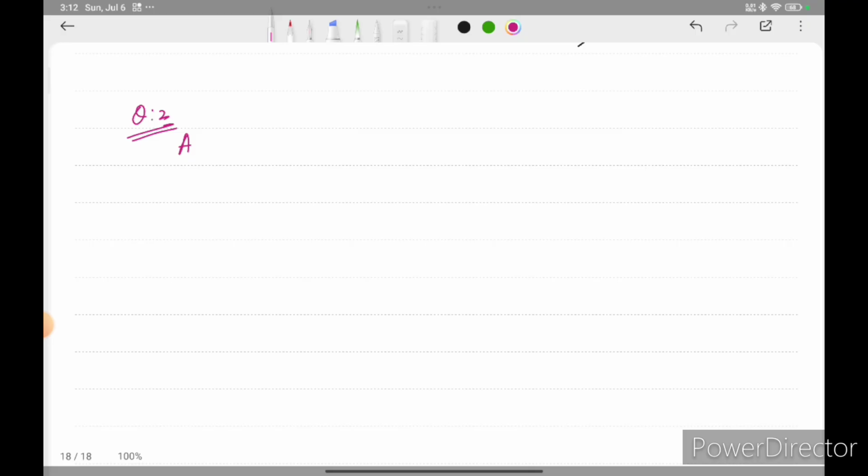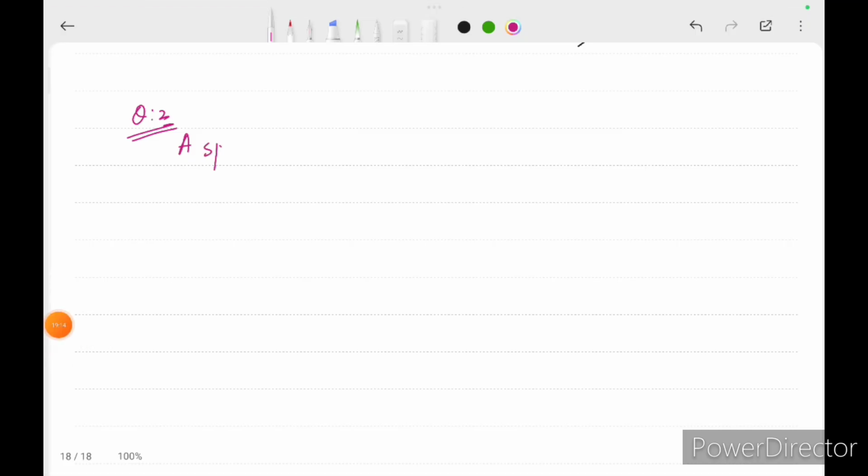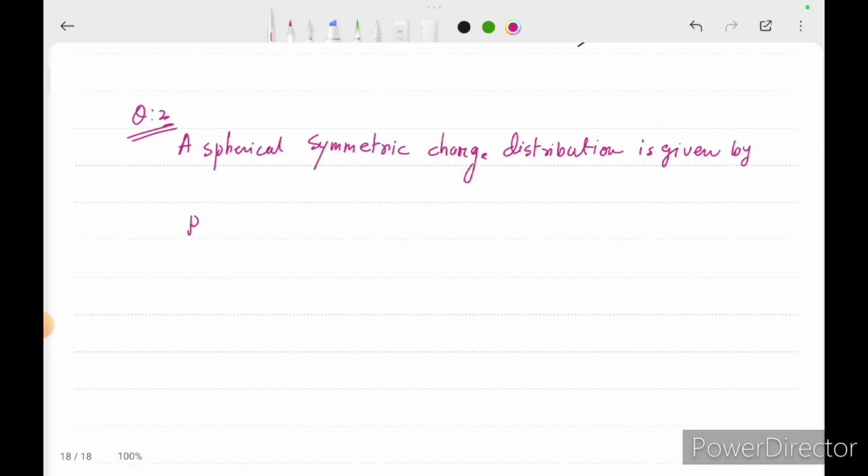So question number 2. A spherically symmetric charge distribution is given by rho of r equals rho naught times (1 minus r squared upon a squared) for r less than or equal to a, and 0 for r greater than or equal to a.